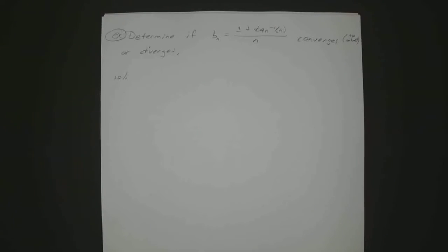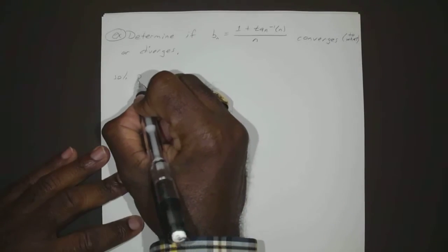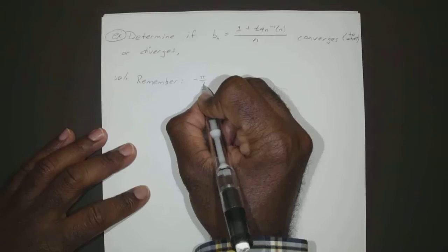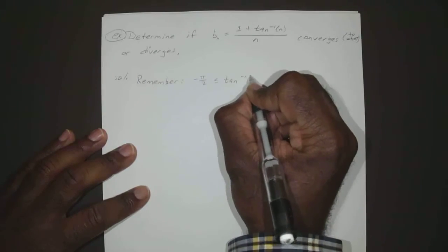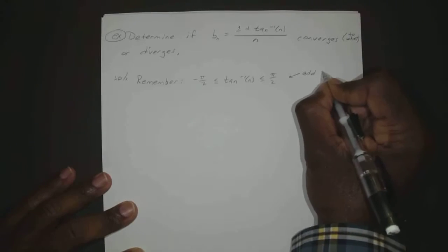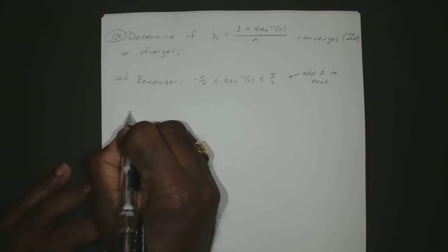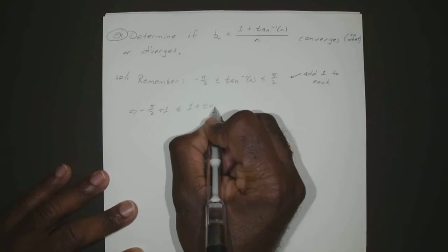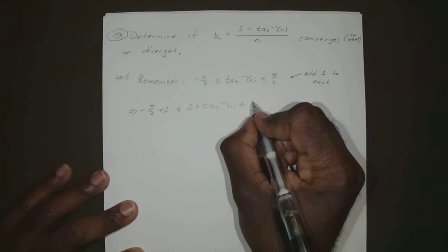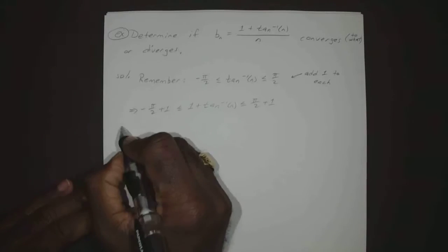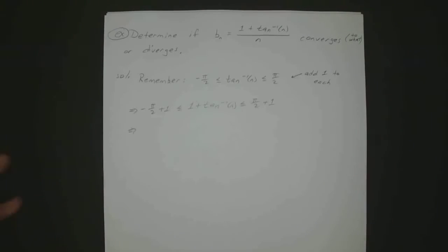So once again, we have to remember where we're going to start as far as our squeeze theorem. So if you remember, the graph of your tangent inverse is between negative pi over 2 and pi over 2. Okay. So now we just add 1 to each term. Okay. So that means we have negative pi over 2 plus 1, which is less than or equal to 1 plus tangent inverse of n, which is less than or equal to pi over 2 plus 1. Okay. And if we wanted to simplify it a little bit, we could.